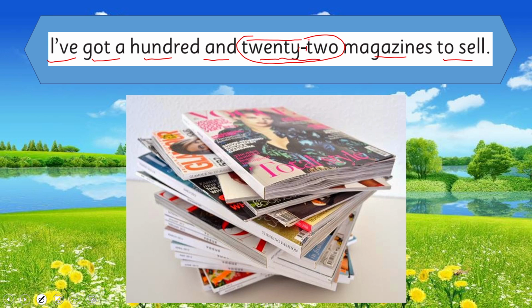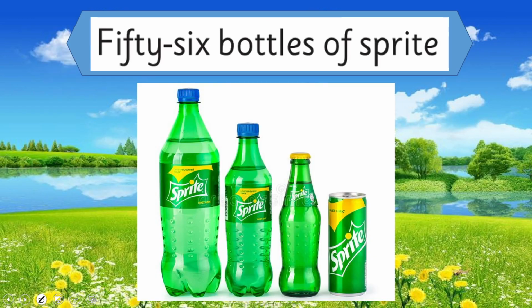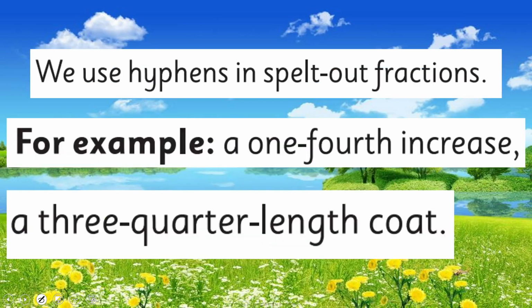So remember, when we are writing numbers in word form, we have to write them with a hyphen. Clear? Next, see there: 56 bottles of Sprite. Have you got that, my dear students? Again, this is a number and we have put a hyphen there.